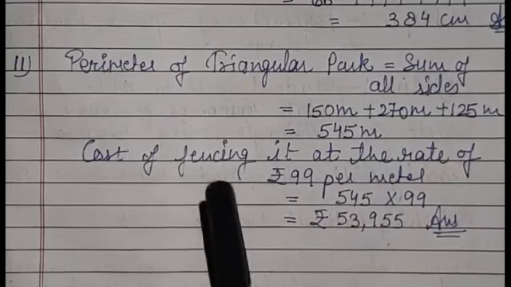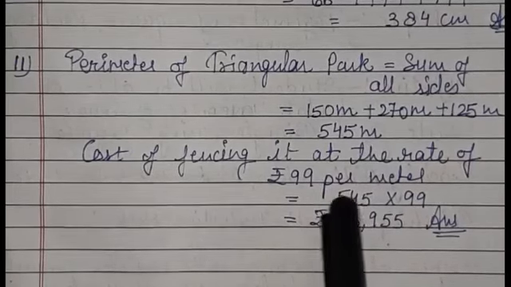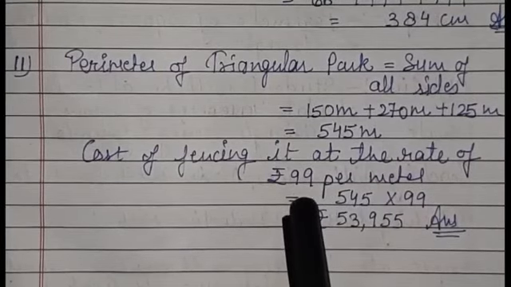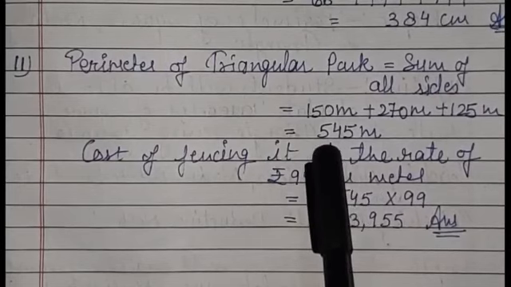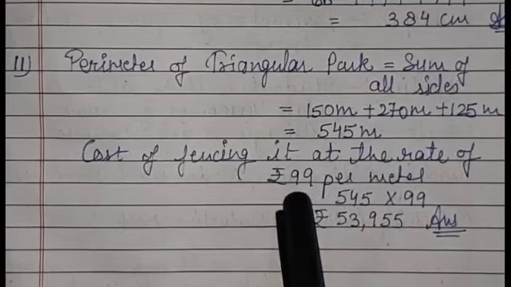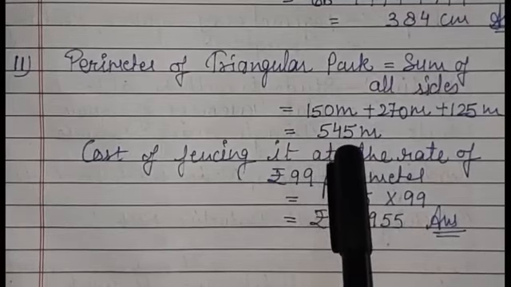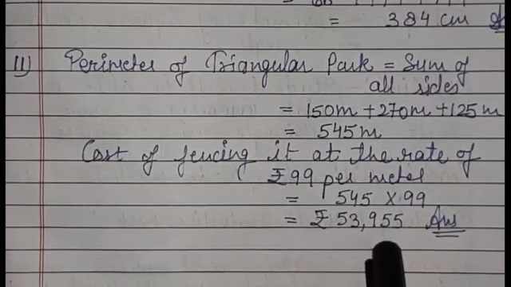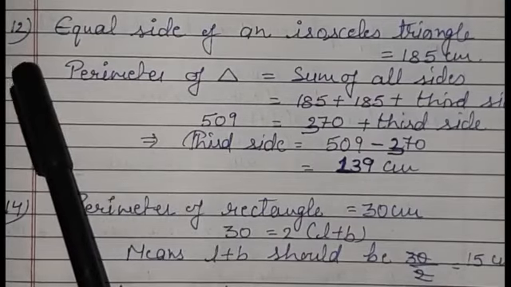Now cost of fencing. What will be the total cost of fencing if 1 meter costs rupees 99? If 1 meter costs rupees 99, so what will be the cost of 545 meter? So we have to multiply it. When we multiply 545 into 99, the answer is 53,955.